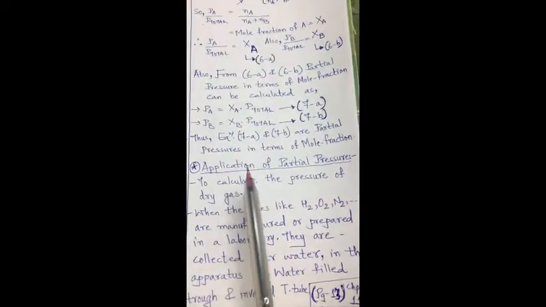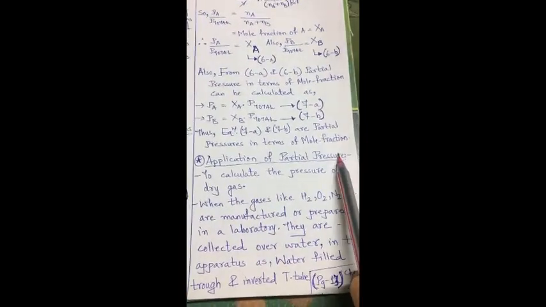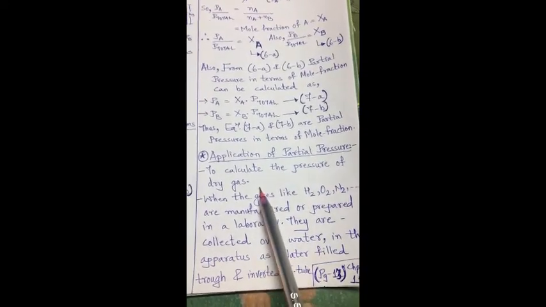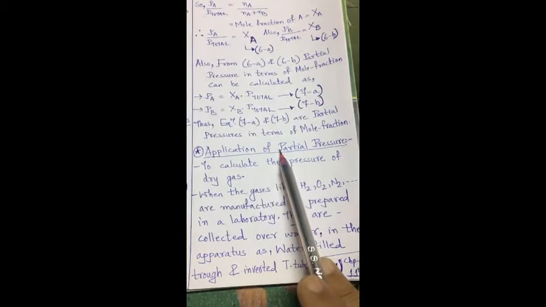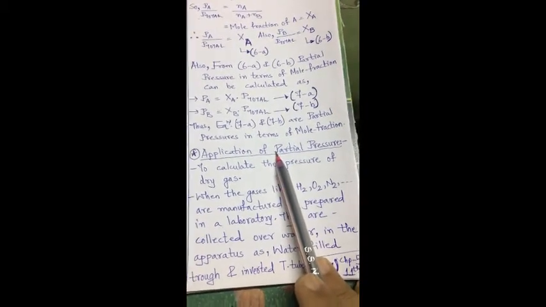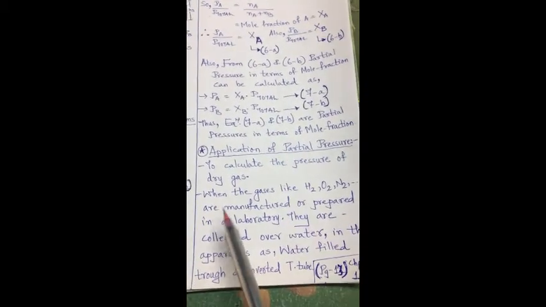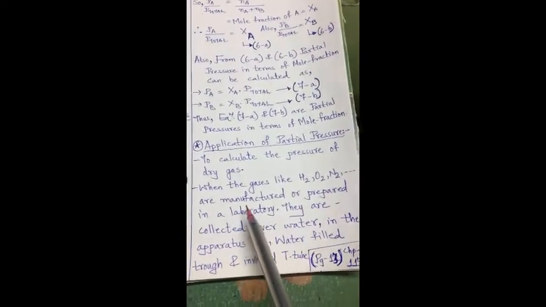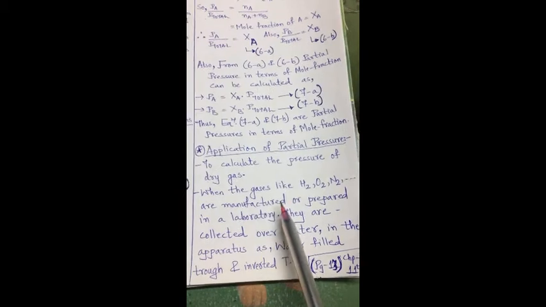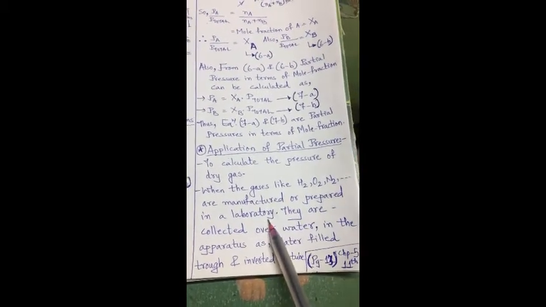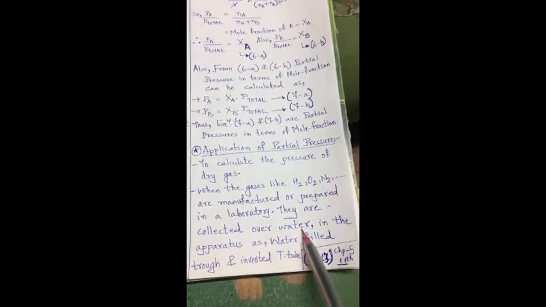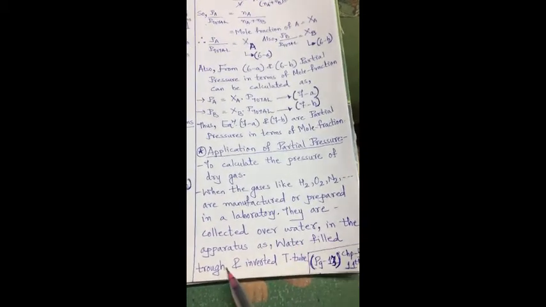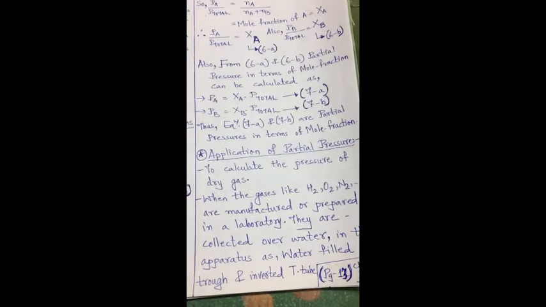Now the next is the application of partial pressure. To calculate the pressure of a dry gas, we need to apply our partial pressure equation. When gases like hydrogen, oxygen, nitrogen and many others are manufactured or prepared in the laboratory, they are collected over water in an apparatus with a water-filled trough and an inverted test tube.